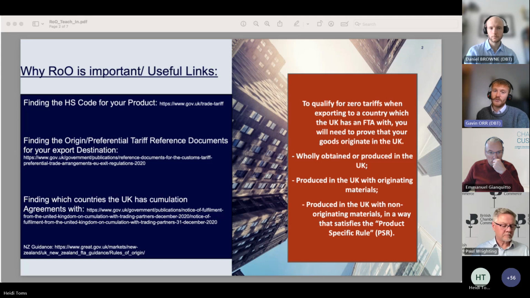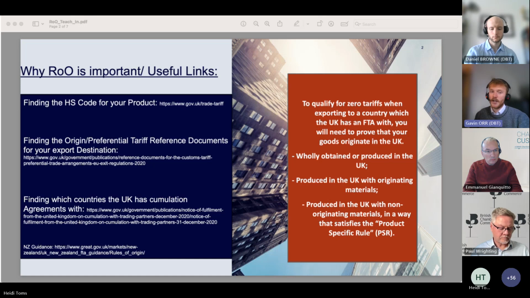And understanding these rules of origin is essential for businesses who are looking to export to a foreign market, and also import foreign goods to the domestic market. By knowing the rules, traders stand to benefit from preferential rates available under a free trade agreement, and also avoid associated tariffs and costs with trading outside of one. As Paul alluded to, in order to qualify for zero tariffs when exporting to a country the UK has an FTA with, you'll need to prove that your goods originate in the United Kingdom.